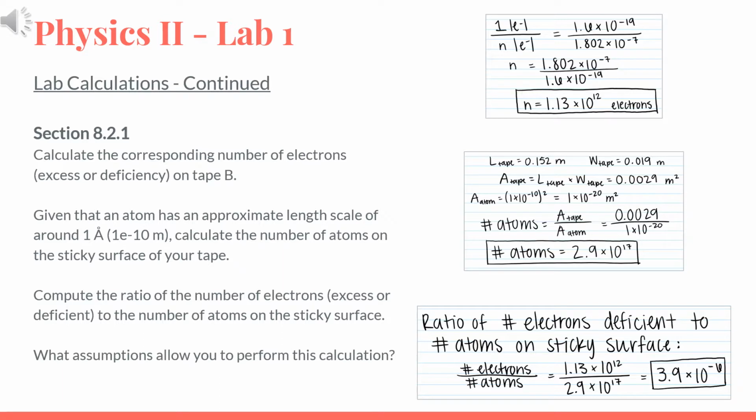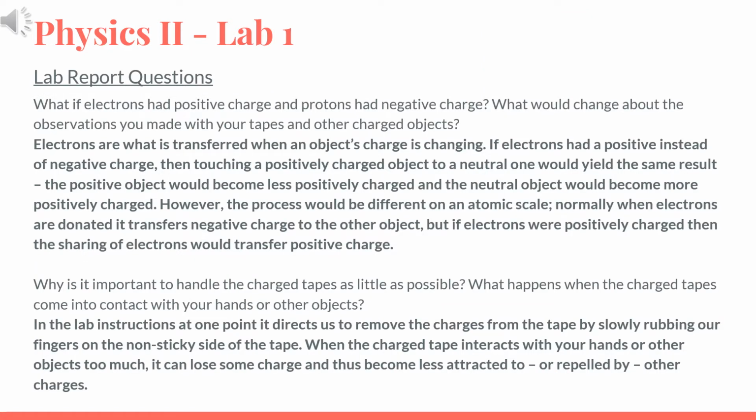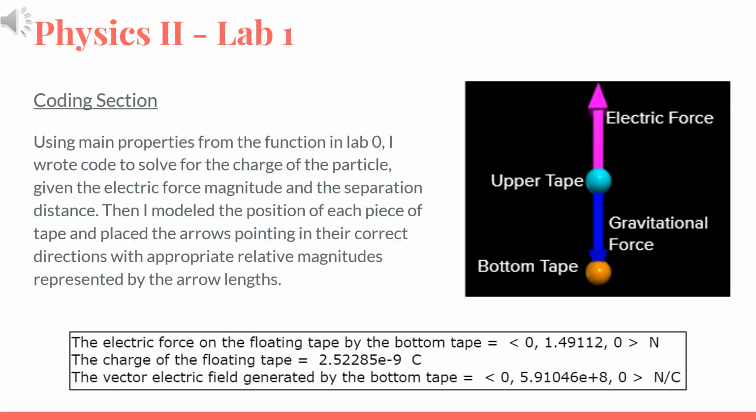The main assumption these calculations required was assuming that each atom on the tape had the exact same surface area. If electrons were positively charged, the same transfer of charge would occur, it would just be different on the atomic level. The movement of electrons would result in a gain of positive instead of negative charge in the object they move to. It's important to not touch the tape too much because it can lose some of its charge when it interacts with other objects too much, making it less attracted to other charges.